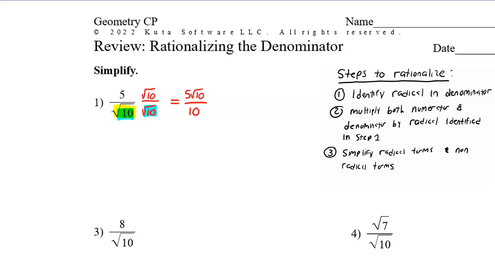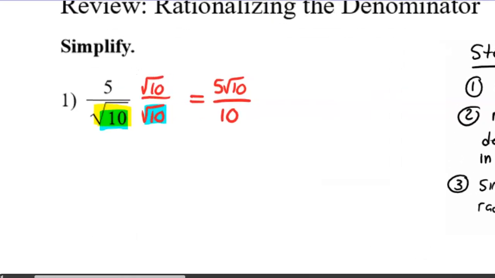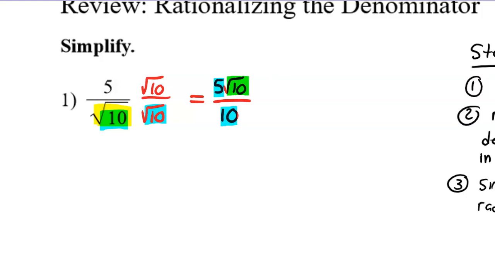Step 3, simplify radical terms and non-radical terms. We only have one radical term, the square root of 10, so there's really nothing we can do with that. However, we can work with the 5 and the 10. The fraction 5 over 10 is the same as 1/2. So we could write this as 1 over 2, and then you still have that square root of 10 in the numerator. Typically we're not going to write that 1 there because 1 times anything is always that thing. So in this case, we would say square root of 10 over 2 is the rationalized answer for this question.